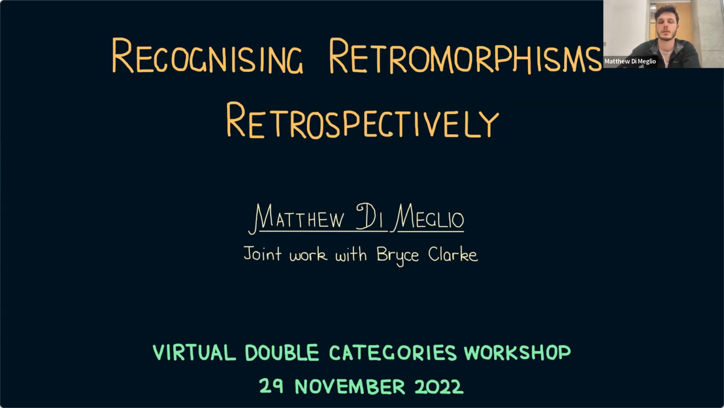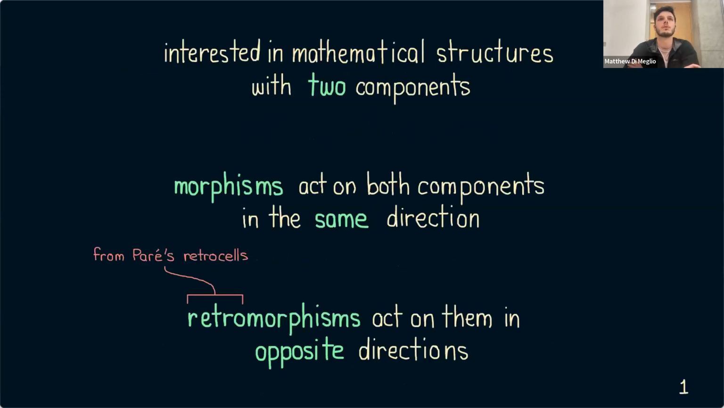But let's start. We're interested today in looking at mathematical structures with two components. We'll see a bunch of examples of these in a minute. We're going to use two terms, morphisms and retromorphisms. We use the term morphism for the morphisms that act on both of the components of the structures in the same direction, and the term retromorphism for morphisms that act on them in opposite directions. Usually the action in the backwards direction has a kind of lifting flavor. Again, we'll see this in the examples in a moment.